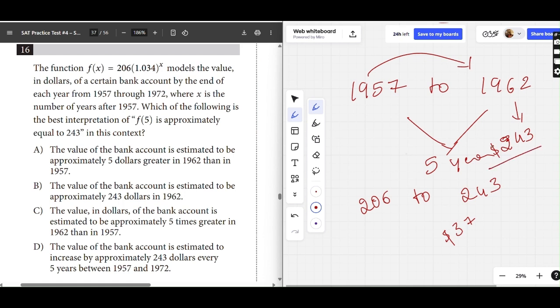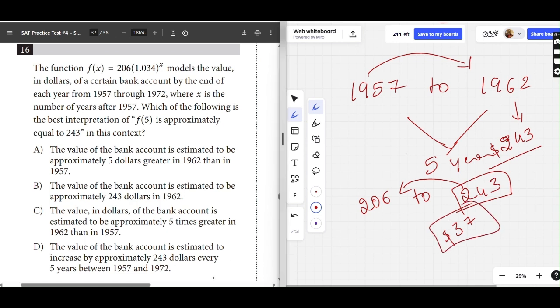Option C, the value in dollars of the bank account is estimated to be 5 times greater than. No, it's not. 243 is not 5 times greater than 206. Option D, the value of the bank account is estimated to increase every 5 years. We can't take D because the value of the bank account is not going to increase by $243 every year. It increased just by $37, so D is not the correct one.